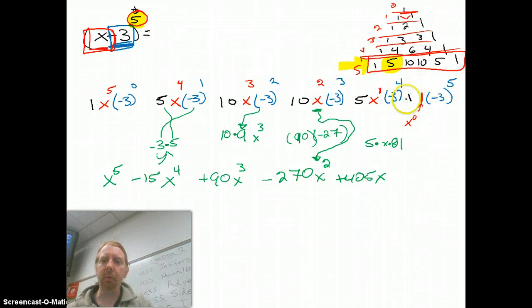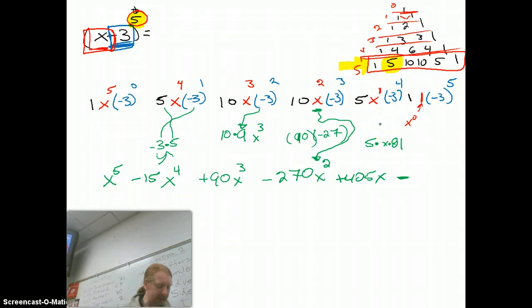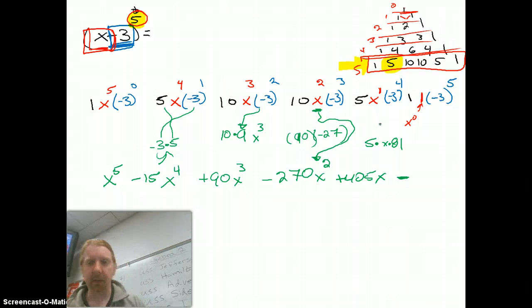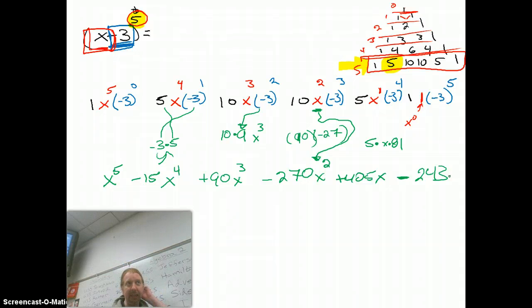And then my last one, 1 times negative 3 to the 5th. Round out on my head. 243? No. That's negative 243. That sounds right. There. And now we're done. Now, in fairness, first time through is going to feel a little rougher than once you get the patterns down. Once you got the patterns, it's going to go quick.